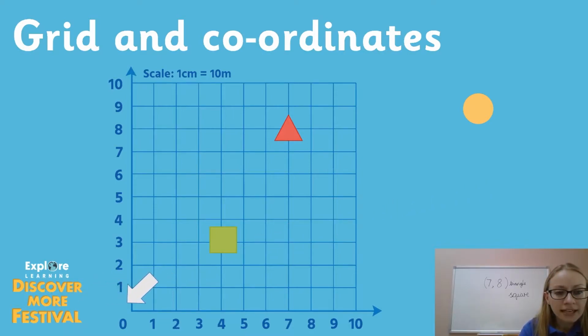We're going to go along the x-axis here to the number 4, and then we're going to go all the way up here, and we can see here that it reached the number 3. So the coordinates for our square are 4, 3. Again, we put them in brackets, and we have a comma in between the two numbers to separate the number that represents the x-axis and the y-axis. Brilliant.